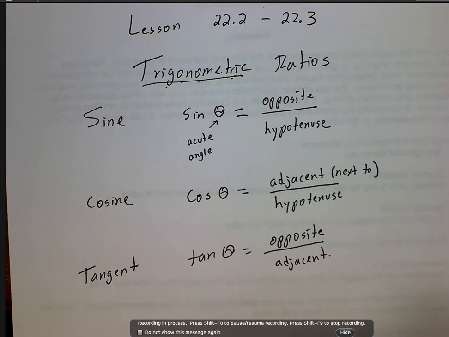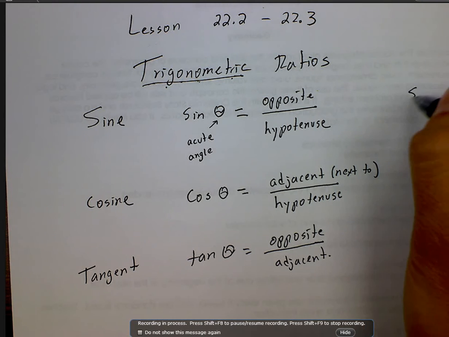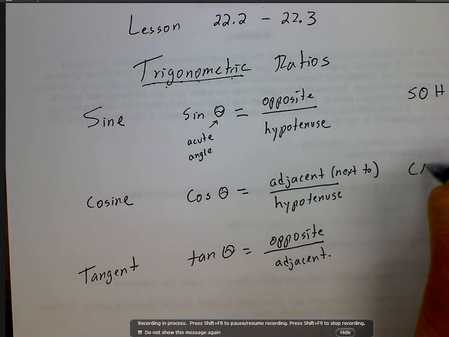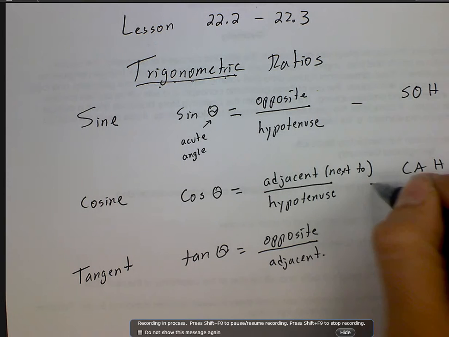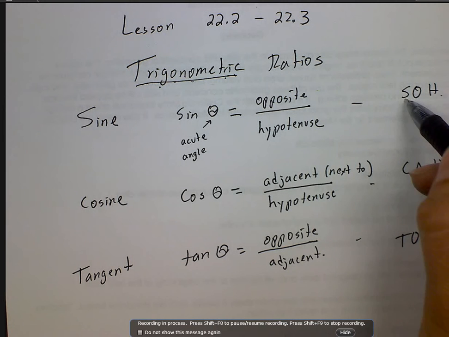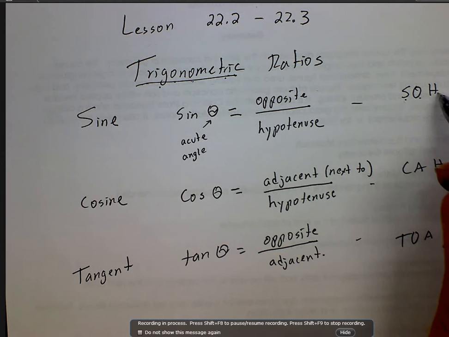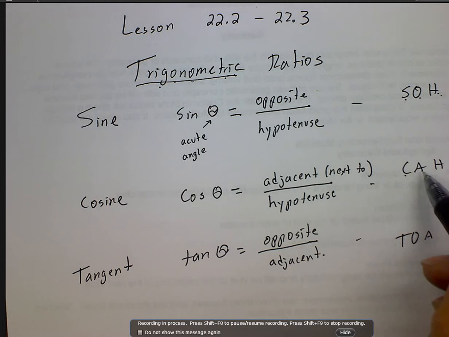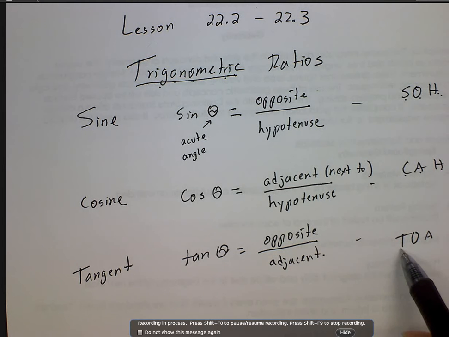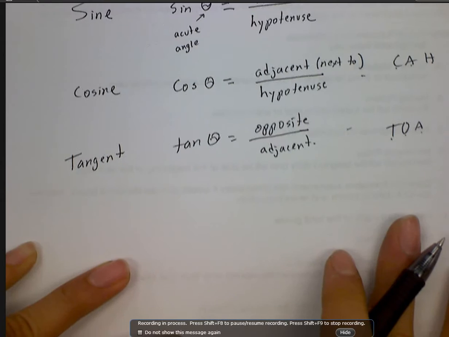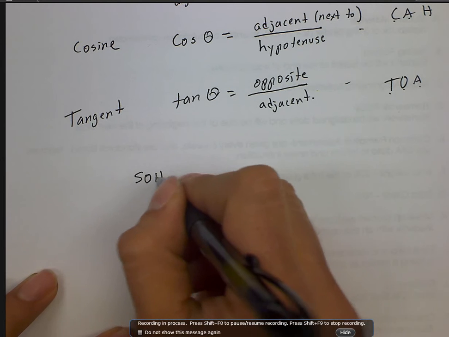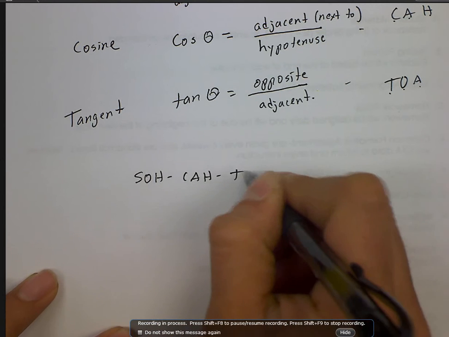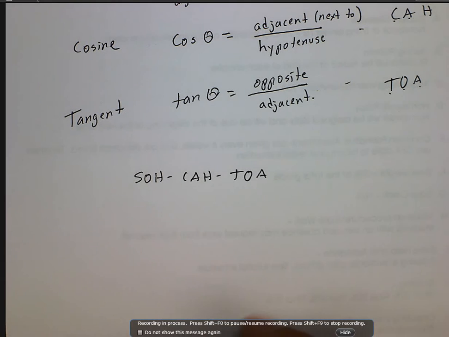Now we use something called SOHCAHTOA to try to memorize this. Sine equals the opposite over the hypotenuse, cosine is equal to the adjacent over the hypotenuse, and tangent is equal to the opposite over the adjacent. So let me show you how to set them up. When I'm doing these problems, I always like to write SOHCAHTOA on top of them, because that way I remember how to set them up. It's a little trick so I remember.